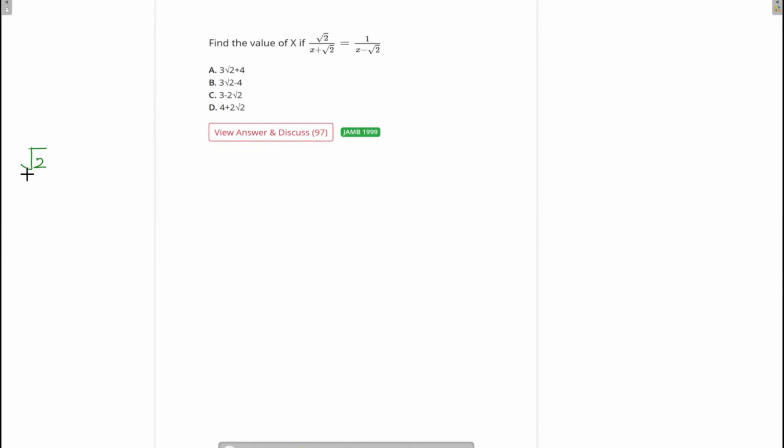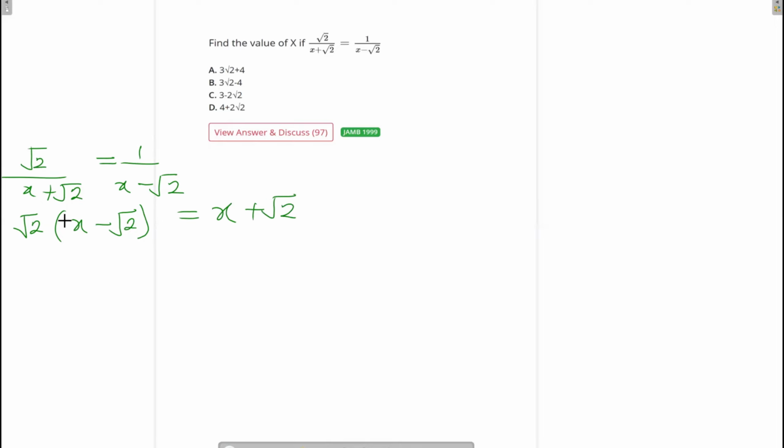Now we have root 2 over x plus root 2 equals 1 over x minus root 2. Since we have an equality sign, we need to cross multiply. So we have root 2 into bracket x minus root 2 equals 1 multiplied by x plus root 2. If you open the bracket, this is a whole number, this is a surd. Multiplying, this becomes x root 2 minus root 2 times root 2, that's root 4, and root 4 is 2, equals x plus root 2.